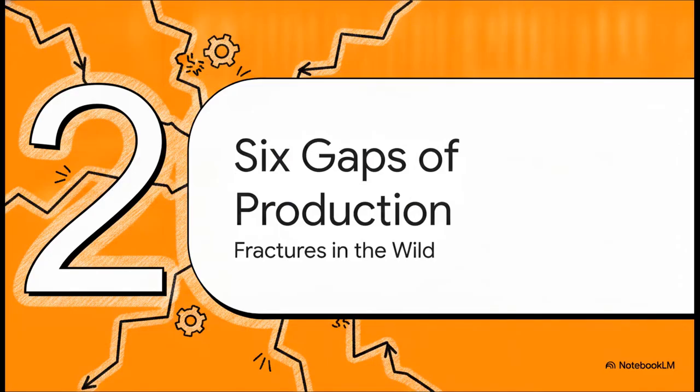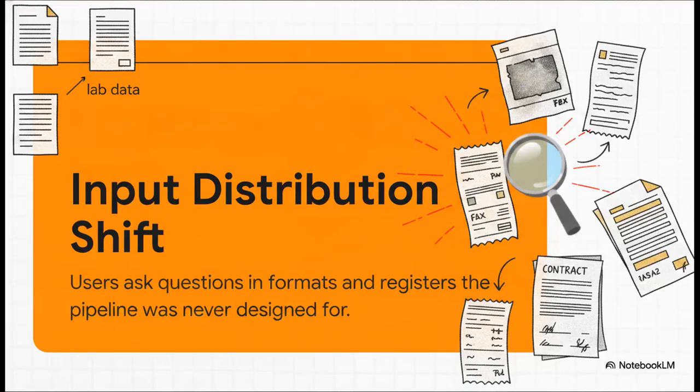Which brings us to section 2, the 6 gaps of production, or what I like to call fractures in the wild. This divergence from your demo conditions doesn't just happen randomly. It fractures along 6 specific fault lines. Gap number 1 is input distribution shift.